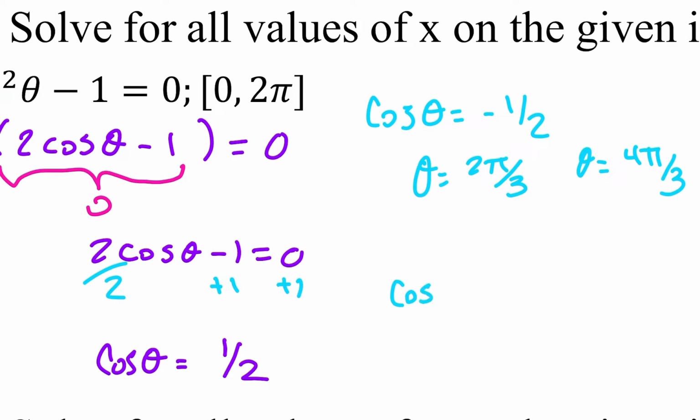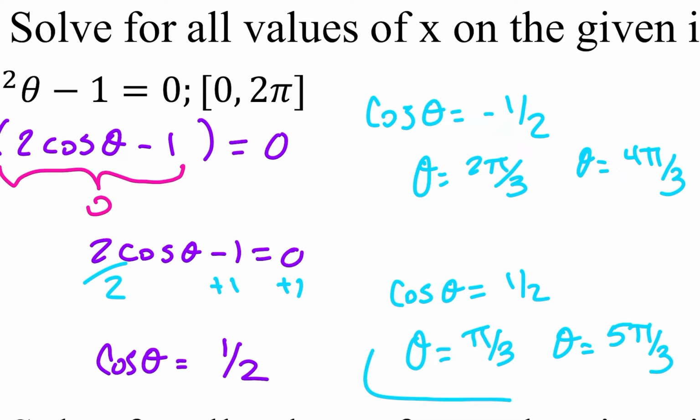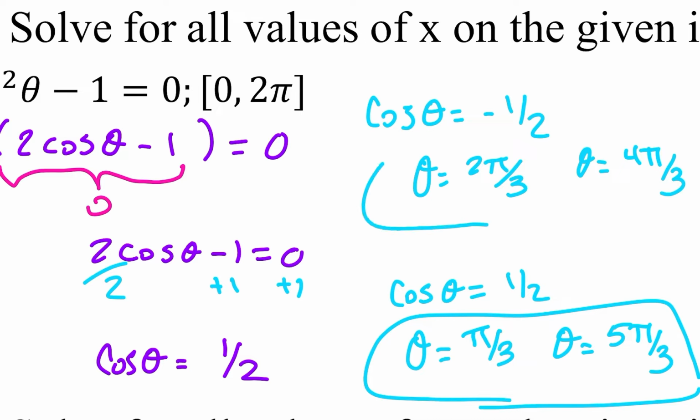And for the other one, where cosine of theta equals positive 1/2, since again it's the x-coordinate, that's in quadrant 1 and quadrant 4. So in quadrant 1, cosine is 1/2 at positive pi over 3. And in quadrant 4, it's at 5 pi over 3. So we would have all 4 of those answers as valid answers to this equation.